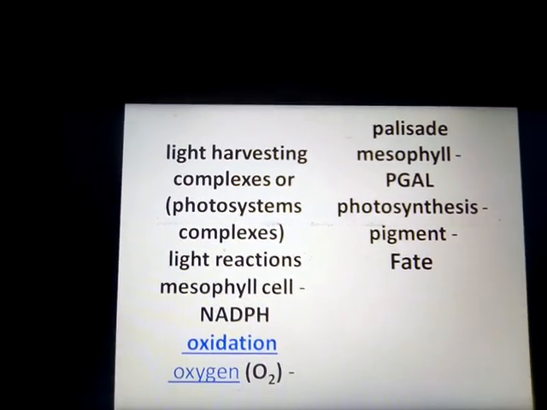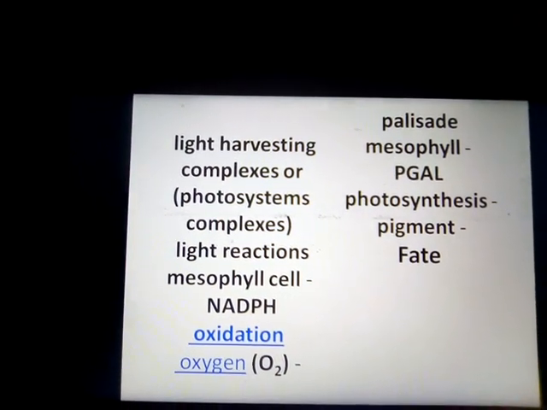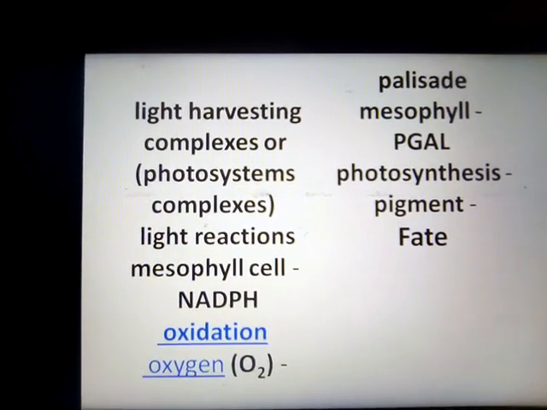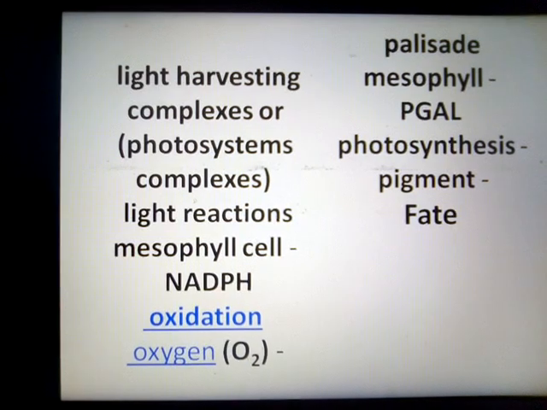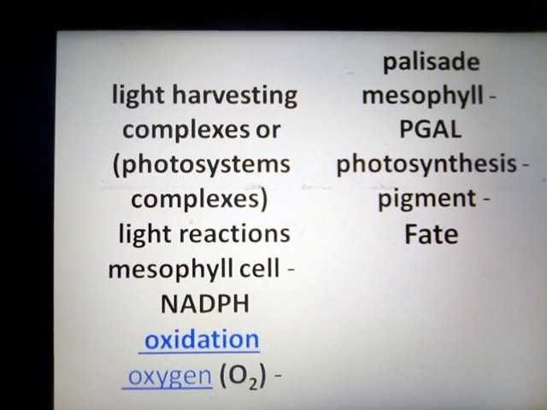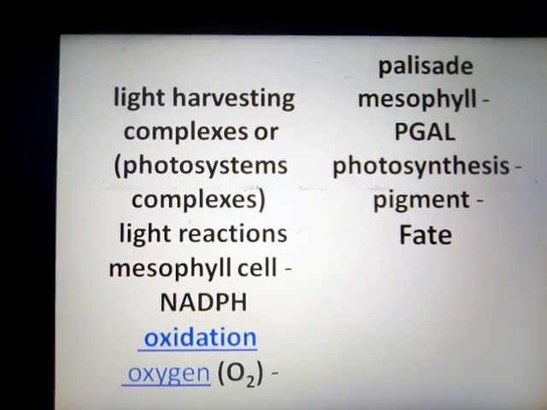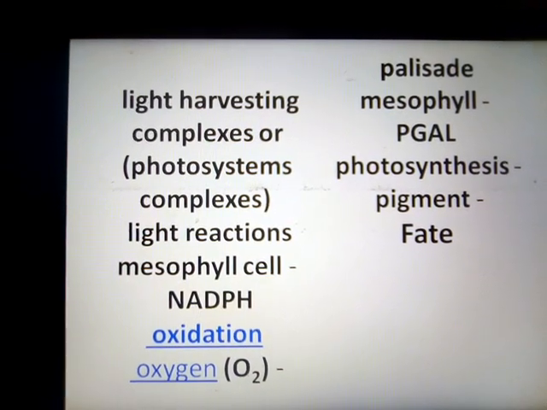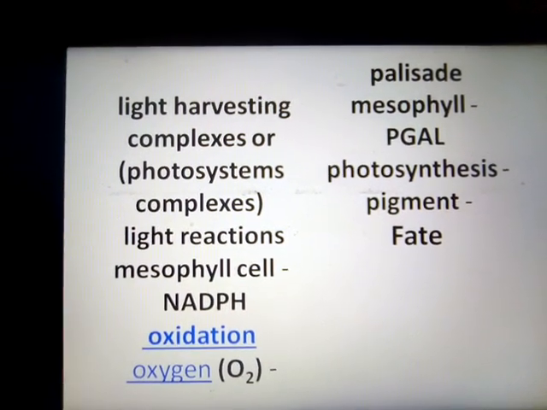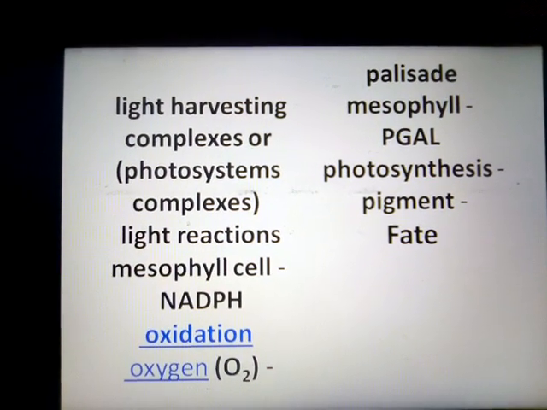Light harvesting complexes or photosystem complexes. Light reactions, mesophyll cell, NADPH, oxidation, oxygen, palisade mesophyll, photosynthesis, pigment, fate.